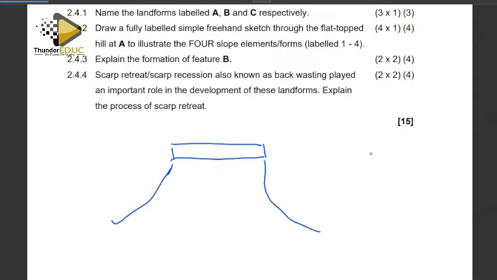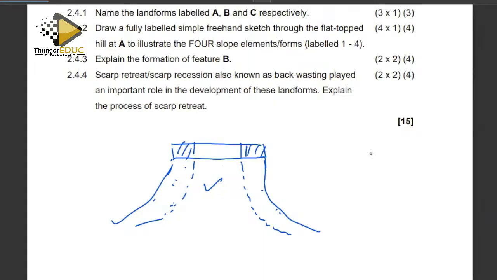Let's say we are starting from here. This is our mesa. There is scarp retreat, which is going to happen, which means our landform is going to be eroded, and the cap rock is going to be eroded also from the top. If the cap rock is eroded, it automatically means the softer rock below is also going to be eroded, because it's the one that protects the bottom layers. So once this happens, our remaining landform is this one here.